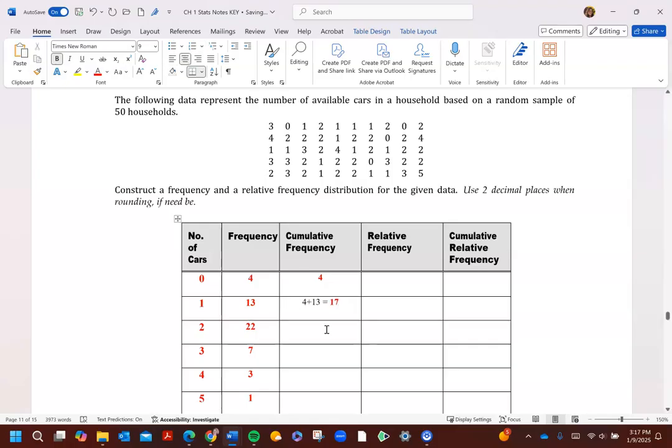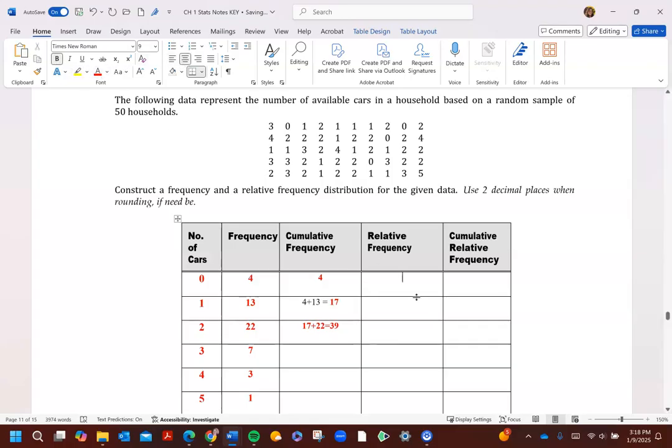And then again, the next one, we would add on. We would have our 17, plus the 22, the new one, and we would have that equal 39, and so on and so forth. Okay, so I'll let you fill those in. I do want to show you relative frequency though. So you can go ahead and do that one as well.